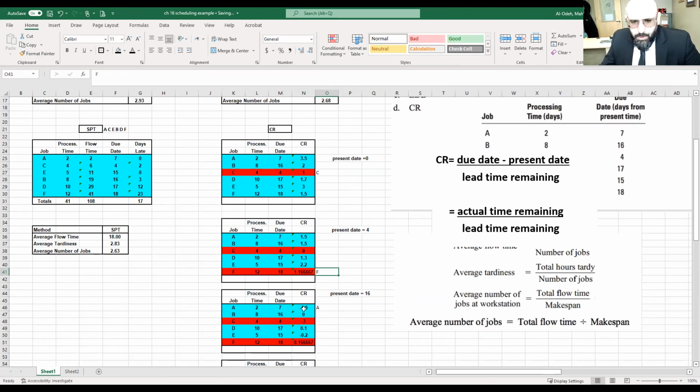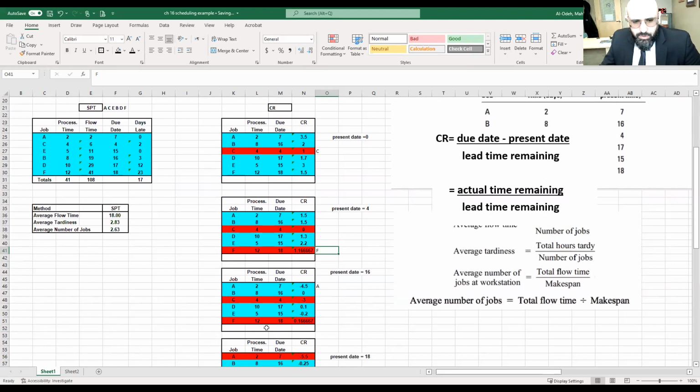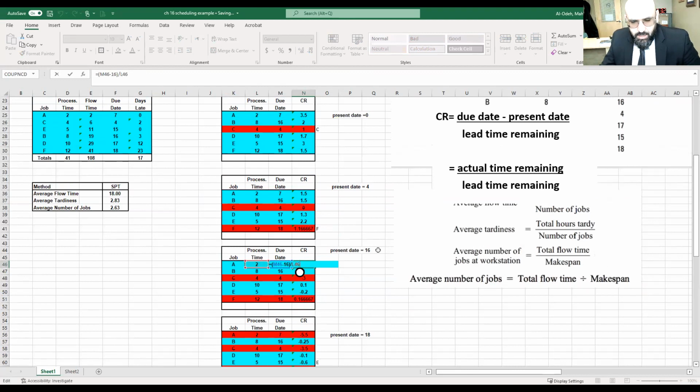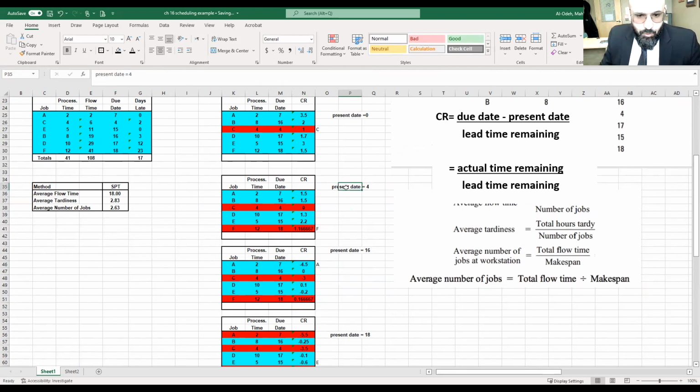Once we look into it, we find out that A has the lowest ratio, so A should be selected next, again based on the due date minus the present date. The present date right now is 16. Why is this 16 coming from? Because we're already on day 4 and we agreed that F should go next. F will take us 12, so 4 plus 12 is 16.